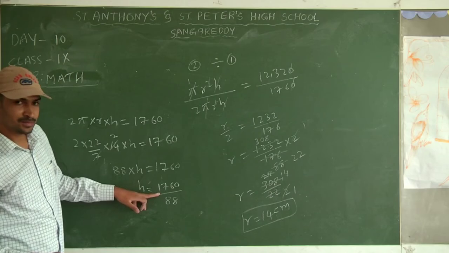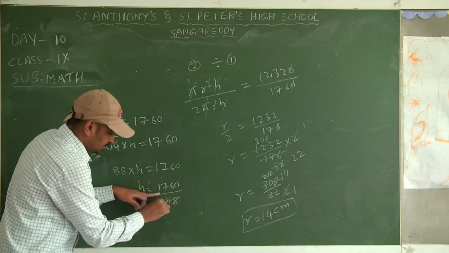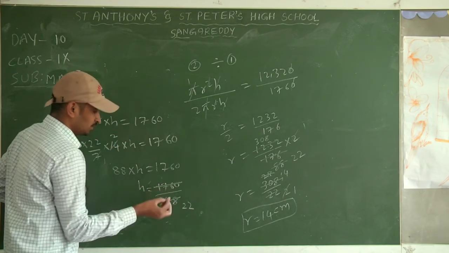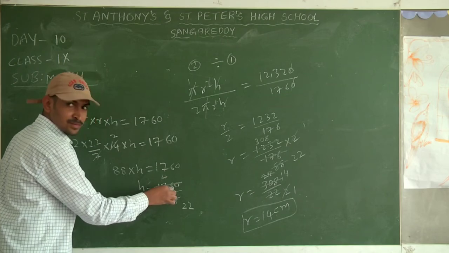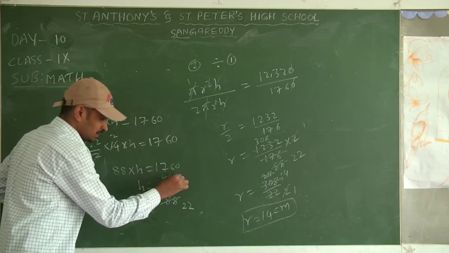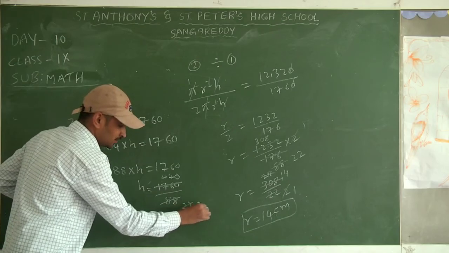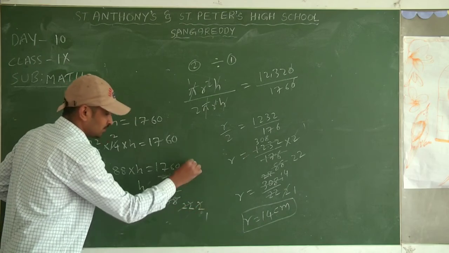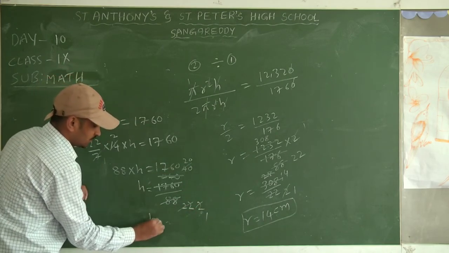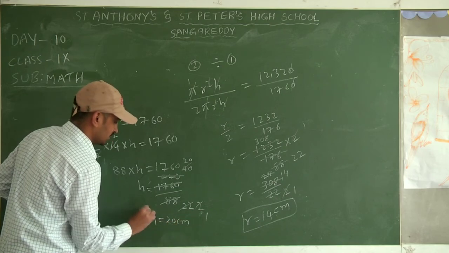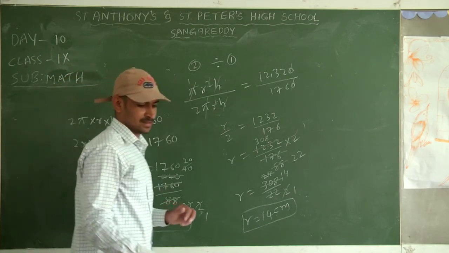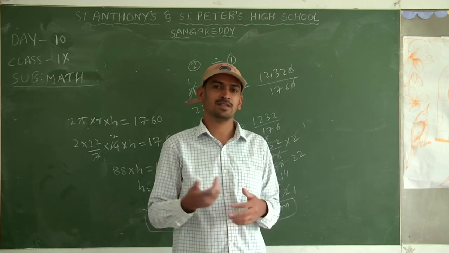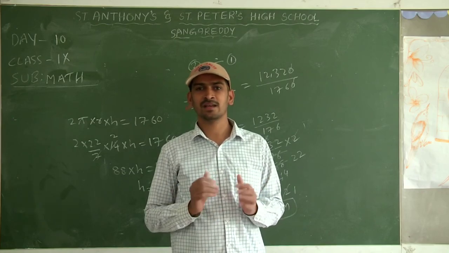So we can cancel with the 4 table. 4 twos are 8, 4 fours are 16. Next the 11 table: 11 twos are 22, 11 fours are 44, 2 ones are 2, 20. So h equals 20 centimeters. So the height of the cylinder is 20 centimeters. Today we completed all the problems related to the cylinder. In the next class we are going to see the problems related to the cone.